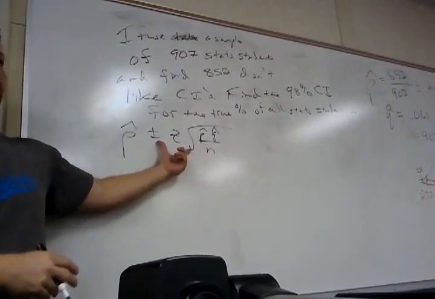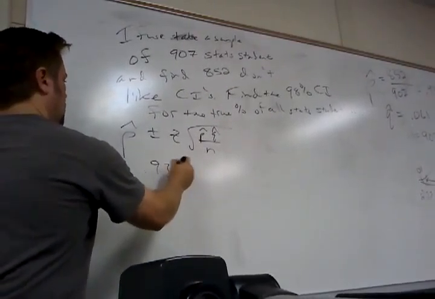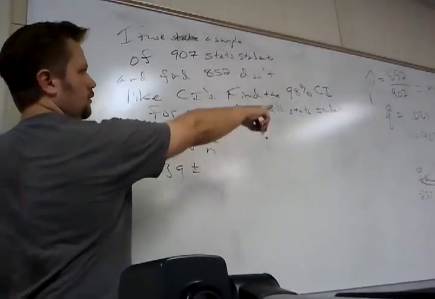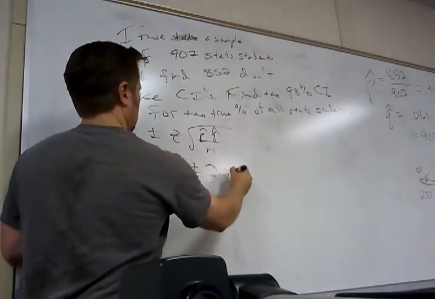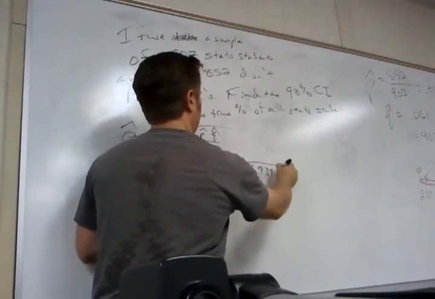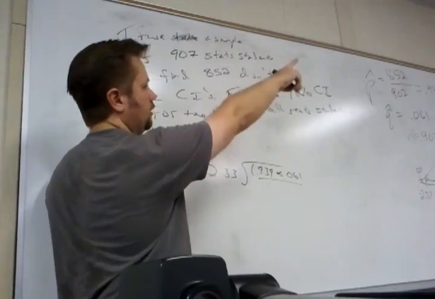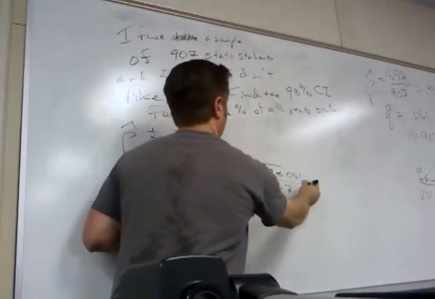So now I just got to throw everything in here. What was p hat? 0.939. Give or take 2.33. Square root of 0.939 times 0.061 divided by n. 907. Now let me do this.